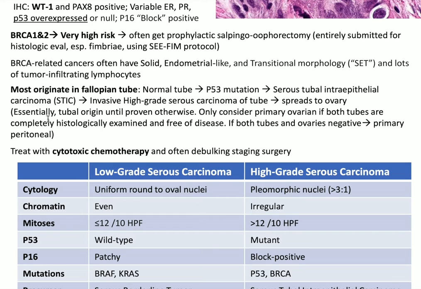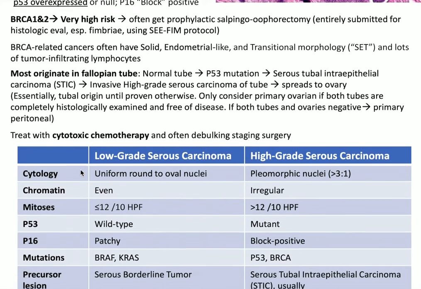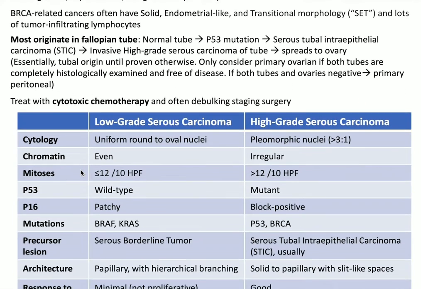And you can only consider primary ovarian if both tubes are completely histologically examined and free of disease. If both tubes and ovaries are negative, and you have high-grade serous carcinoma in the peritoneum, then it's primary peritoneal. And you want to treat with cytotoxic chemotherapy and often debulking staging surgery.